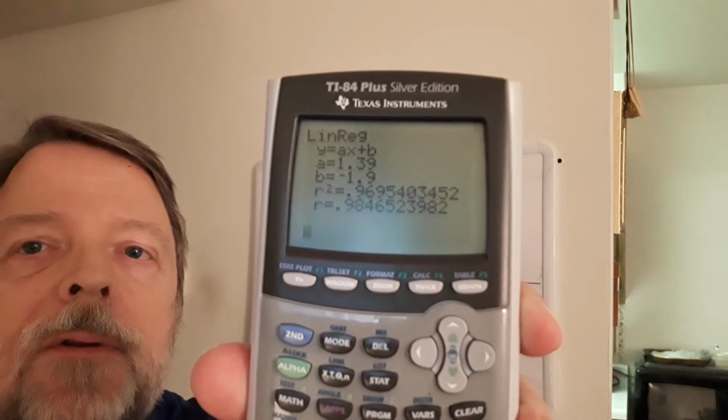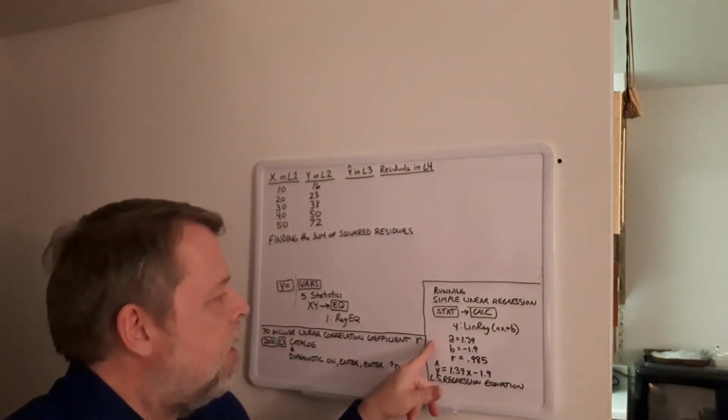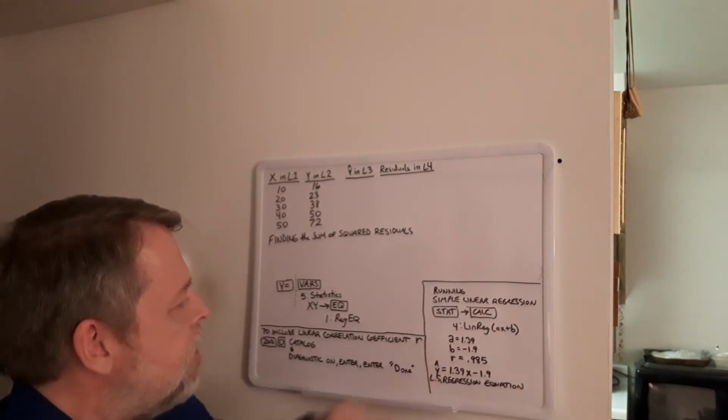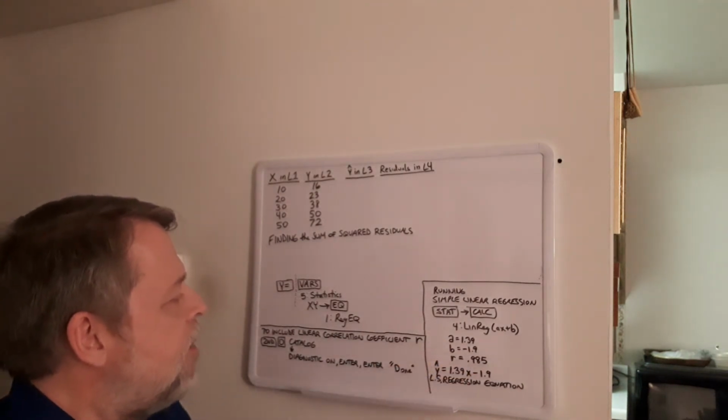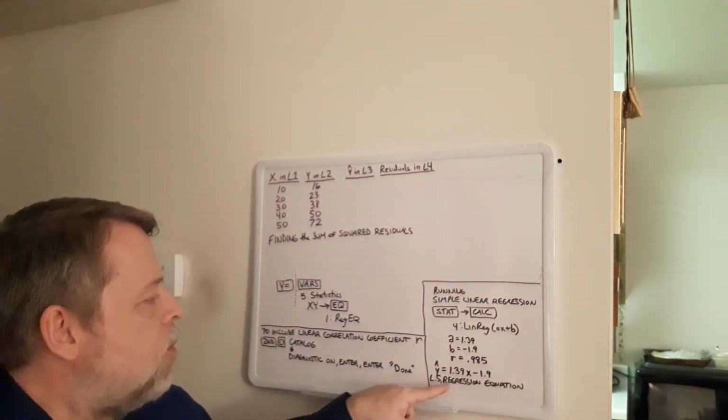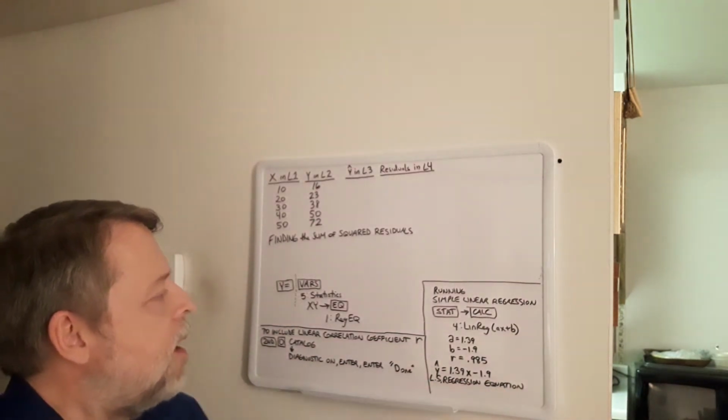And there's my result. So you see here, the result gives you the slope 1.39, the y-intercept negative 1.9, the value of R 0.985 rounded off. The regression equation would be this: y hat equals 1.39x minus 1.9.